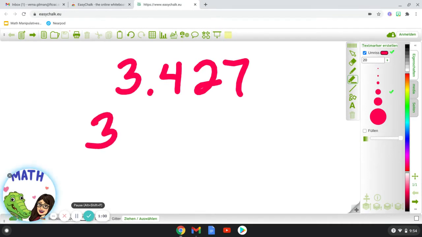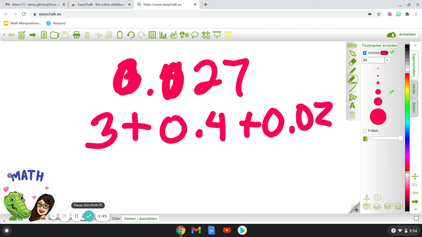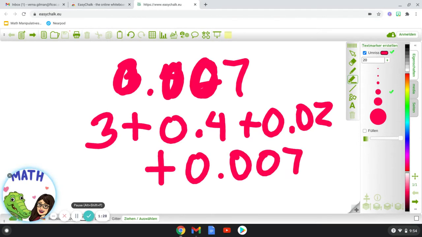I'm going to write my 3, make it into a 0 because I've already used that number. Then I write my next digit that I would see. So the next digit that I see is 0.4. Make that 4 into a 0 because we used it. The next digit you would see is 0.02. Make that 2 into a 0. And then your last digit is 0.007. That is a good, easy way to write expanded form when you're using decimals.